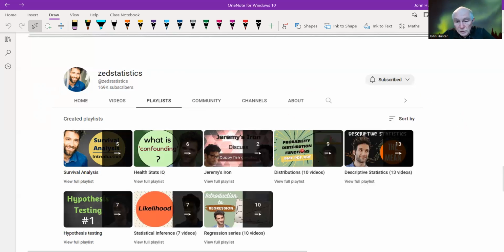You might want to go into the distributions area, which probably maps quite well onto this A-level material. The regression series, and statistical inference, hypothesis testing, are all very relevant. Have a look through those, and hopefully it will make your interest and love of statistics even greater.